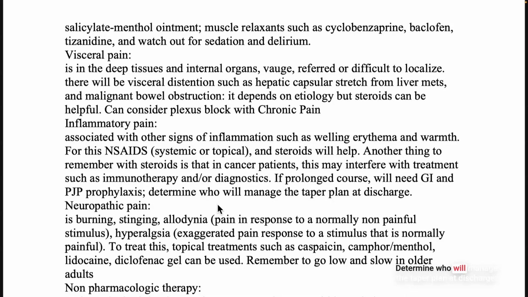Determine who will manage the taper plan at discharge. This is specifically referring to steroids because long-term steroid use can cause immunosuppression. So long-term steroids is typically not used, and you need to taper the steroid plan so that they eventually get off the steroid use. Nobody should be placed on chronic steroids unless you have a medical indication for that.